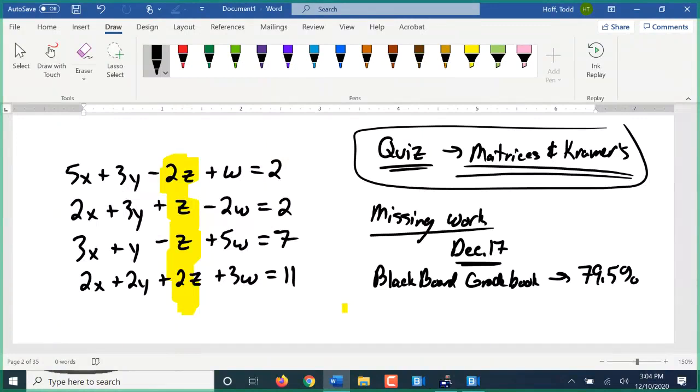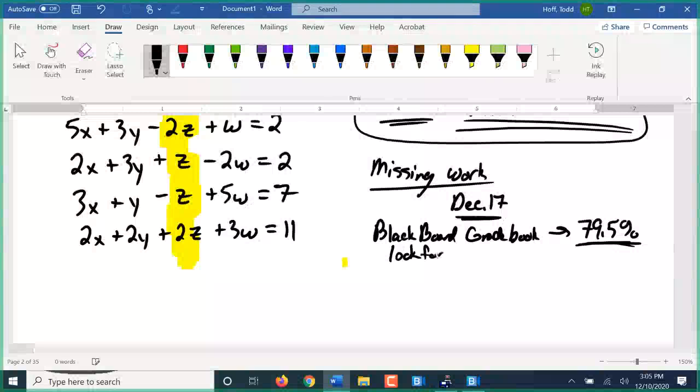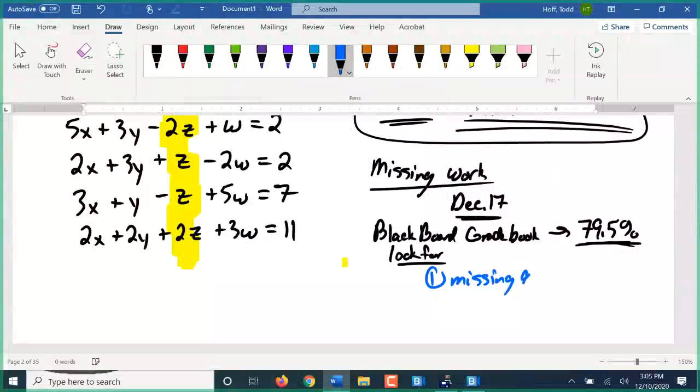The reason for that, you'd still pass with like a 70, which would be a D, but because you have a class next semester, another math class, you have to have a C or better in this class, which means 79.5. So look at your grade in the Blackboard gradebook. If you are below that, you need to go back, check first and see if you're missing any assignments, any grades. So look for any missing quizzes or tests.